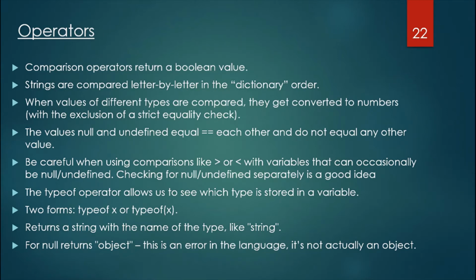So whenever we get the value for this, what would be the return type? In our example x is 5, so typeof x would return number. If x is a string, it will return string. For null it returns object, this is an error in the language. It's not actually an object, but this is not so much required for now.